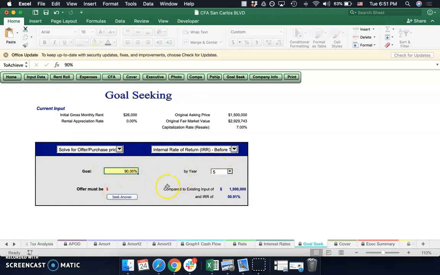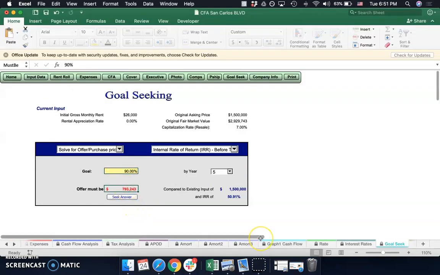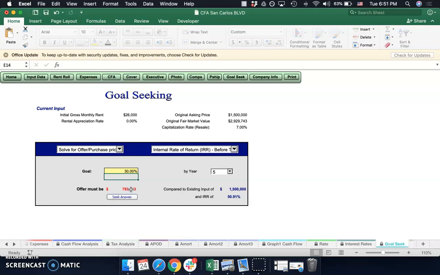But anyways, let's say that we want to achieve a 90% rate of return by year 5. With all this information in, I can just hit seek answer, and it'll tell me exactly how much I should offer for this property. So it's really, really powerful, because if you're trying to negotiate on a deal, you can put in all your information, and then you can set your criteria. And let's say if I only wanted a 30% rate of return, obviously that's going to allow me to pay more for the property, and it's going to drive my return down. So this is for a 90% return. If I just want a 30% return by year 5, let's say I want to seek answer, I can pay $2 million for this property.